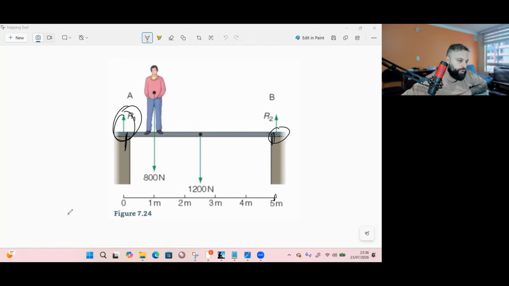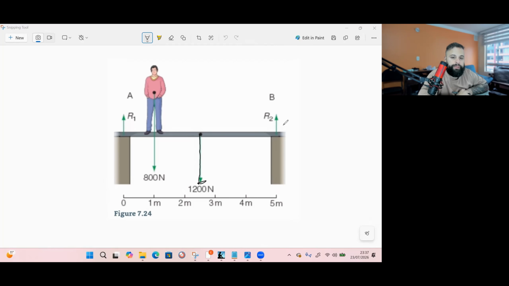There's a reaction force at A called R1, and there's a reaction force R2 at B. Then we see at around 2.5 meters, the bridge's weight acts, and that just shows us that the bridge's weight is uniform, so it acts through the center of mass. For a uniform symmetrical beam, the center of mass is at the geometric midpoint. If it was non-uniform, it wouldn't be at the midpoint.